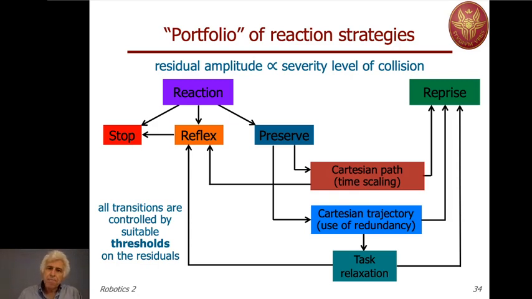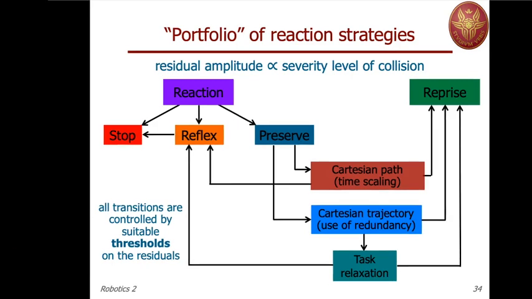So in this slide, I'm showing the possibilities that there are, looking also at the amplitude of the residual, because we noticed from the experiments that the amplitude of the residual is more or less proportional to the severity level of a collision. So in these schemes, we see that there are multiple options for reaction, in particular when you want to preserve part of the original task.